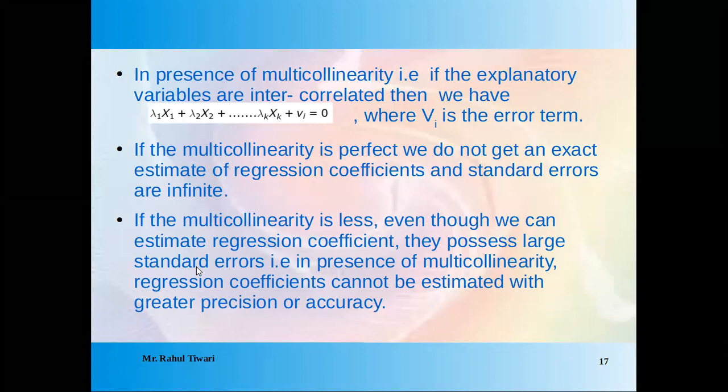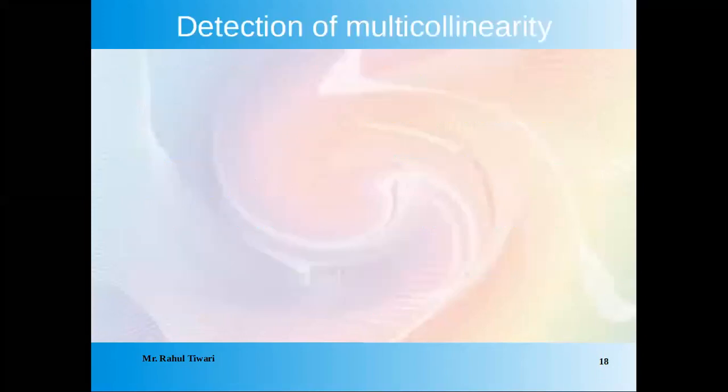You already know that when we talk about BLUE, there has to be minimum variance. Then only you can call that estimator BLUE. Otherwise, it has no meaning. If you have a large or infinite variance, those estimators have no use. Even if you can get them, they have no meaning. So how can you detect whether multicollinearity exists in your data or not?